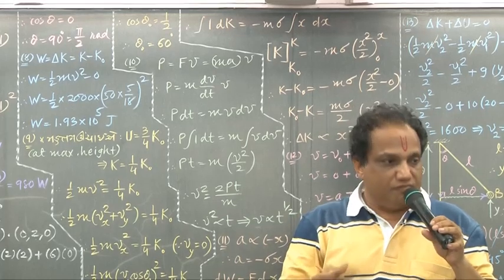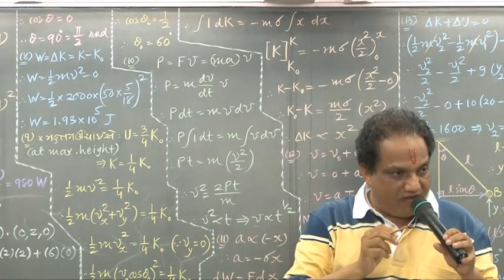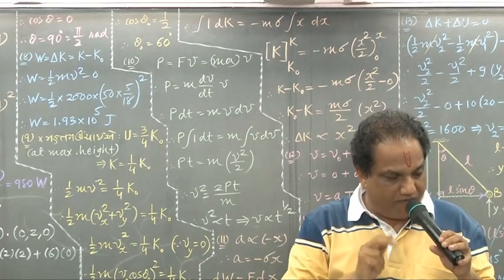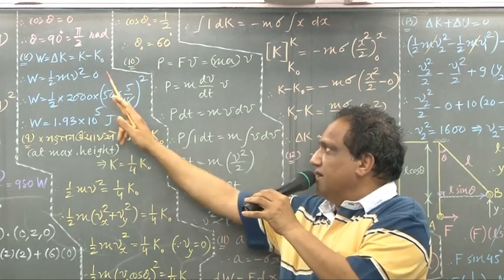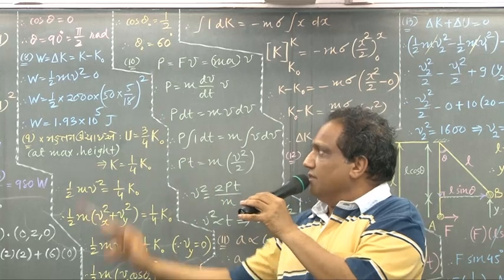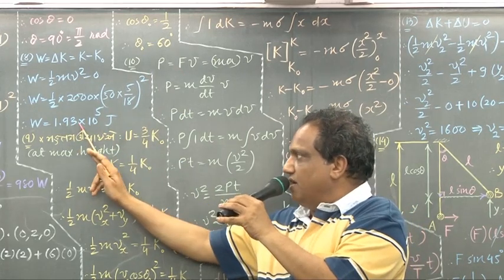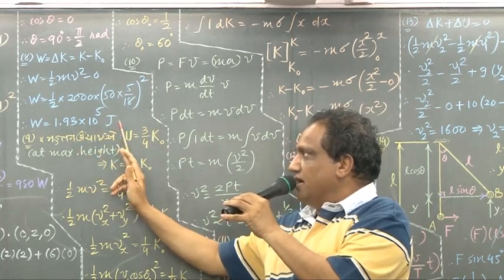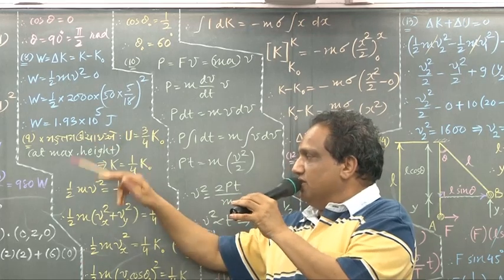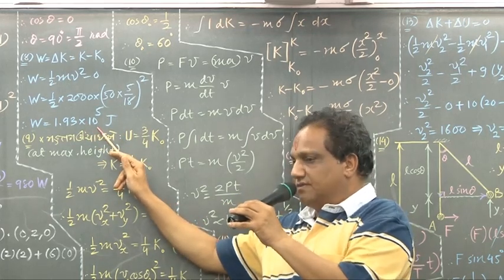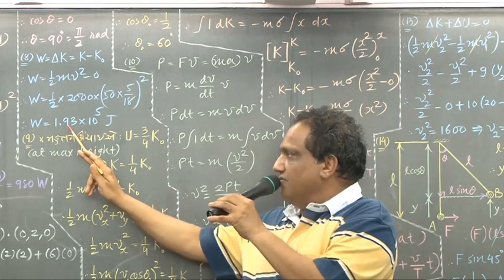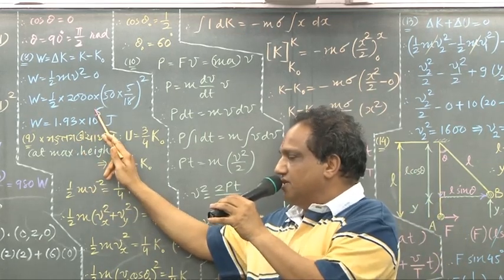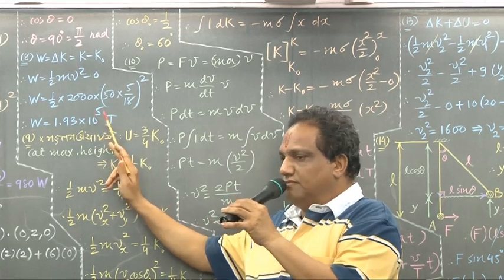What do you do? Multiply by 5 divided by 18. Multiply by 5 upon 18, and then square of it. Then simplify. Answer is 1.93 into 10 raised to 5 joule. Actually in the answer, there is no option like this. So make correction. If they have written 1.93 into 10 raised to 6, then you make it 10 raised to 5. This is the right answer.